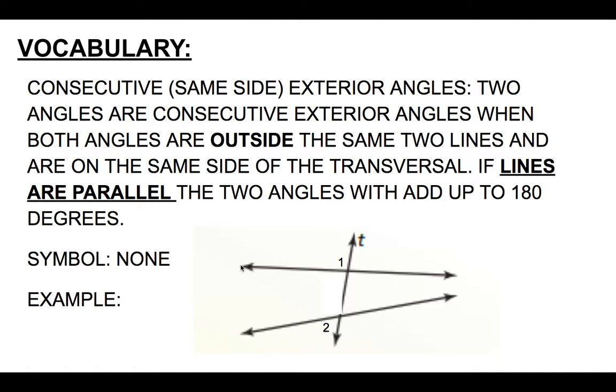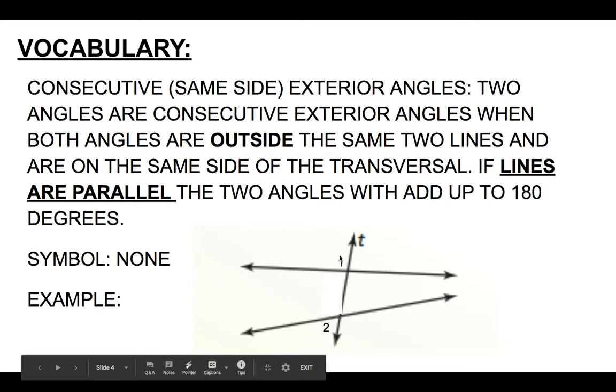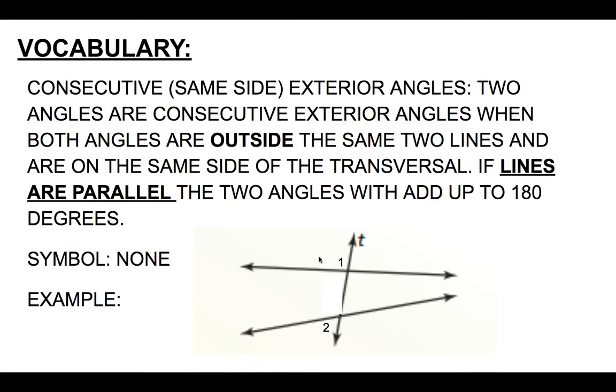Then we have consecutive exterior angles. So these are two angles that are consecutive exterior angles when both angles are outside of the same two lines and are on the same side of the transversal. So again, we have this transversal line T, and if you notice, angle 1 and angle 2 lie outside of this set of lines, but they're both to the left of the transversal. So that means that they're consecutive exterior angles because they're on the same side, the left-hand side, and they're both on the outside of these two lines.